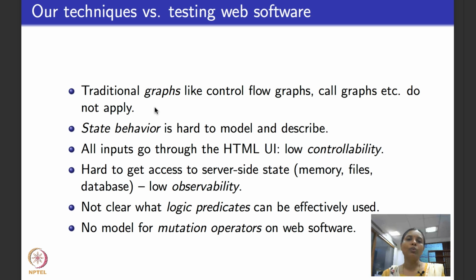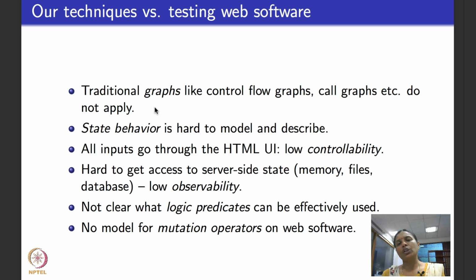And once you provide an input, let's say you manage to provide an input, you manage to get controllability, the next is to observe what happens to the state of a web program, which is hosted in a web server. It's very difficult to get access to server-side details. For good reasons, it's not secure enough and we typically don't want to. We don't know where the memories are, where the file is, where the database is. So from the point of view of testing, observability and controllability becomes very low. So testing becomes difficult.